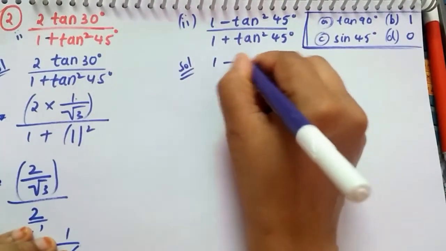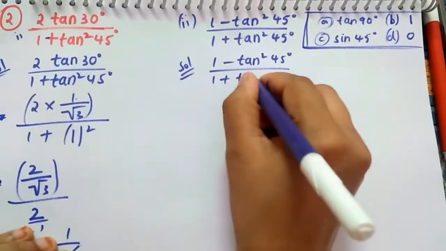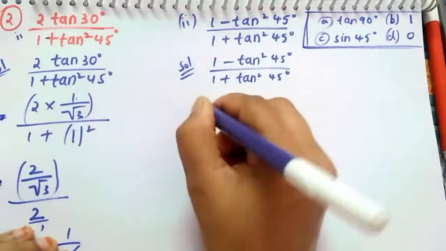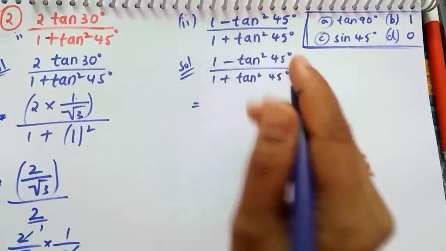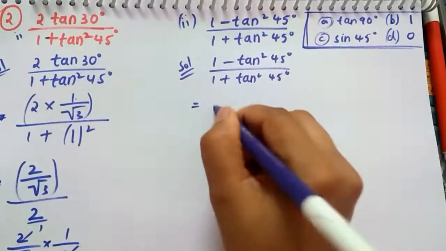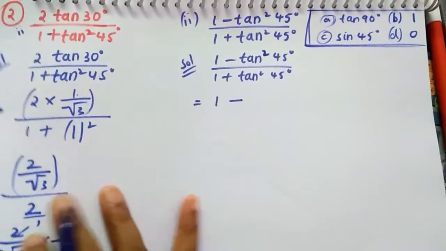First, we need to copy down the same thing in the exam. From the exam point of view, I'm doing this: 1 plus tan square 45 degrees. We need to first copy down the formula, whatever is given. The next thing is that we need to simplify 1 minus tan 45 degrees. Let us directly take it from the table.